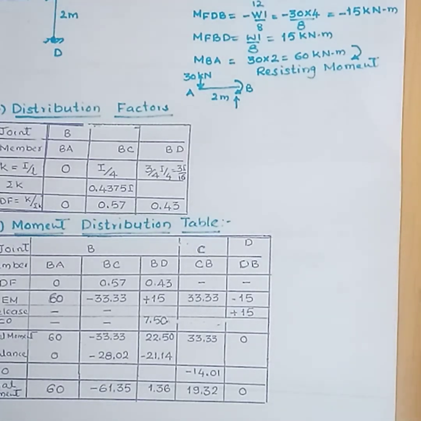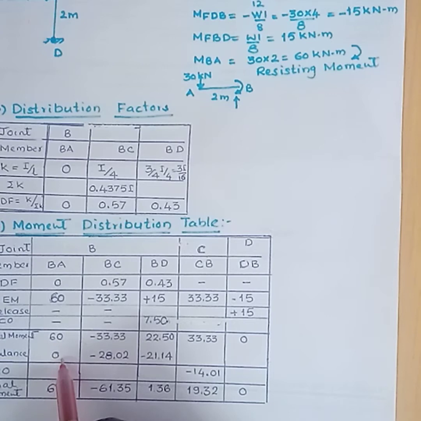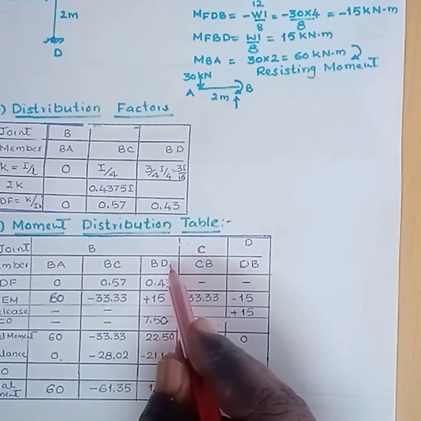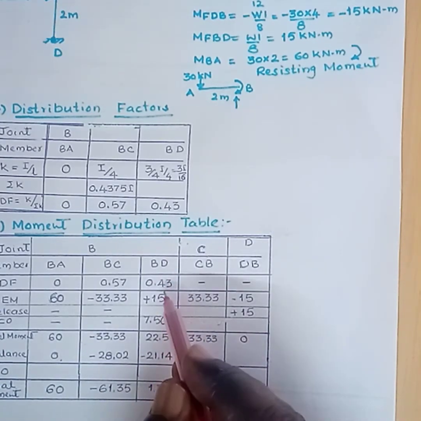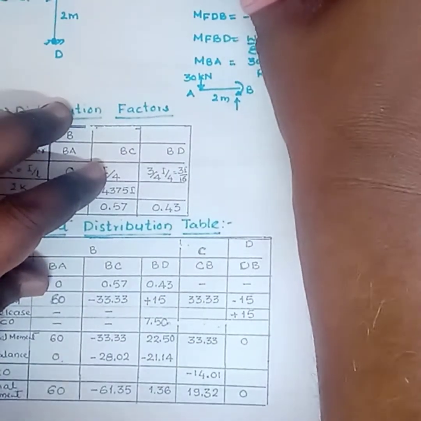49.16. We have to make it 0 by adding minus 49.16, and we have to distribute minus 49.16 among the three members. Minus 49.16 into 0, that is 0, minus 49.16 into 0.57, that is minus 28.02, minus 49.16 into 0.43, that is minus 21.14.